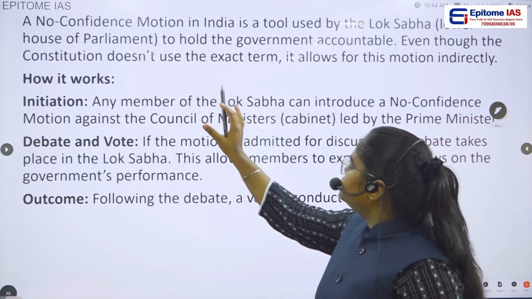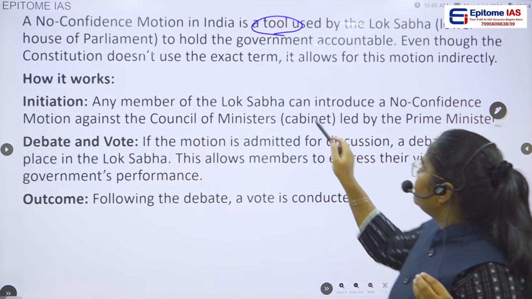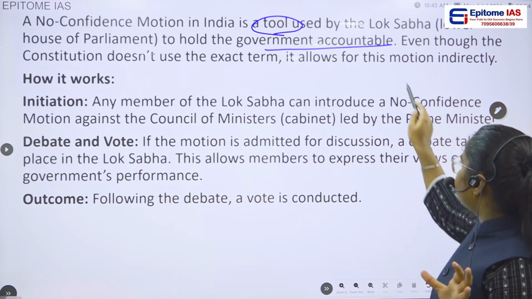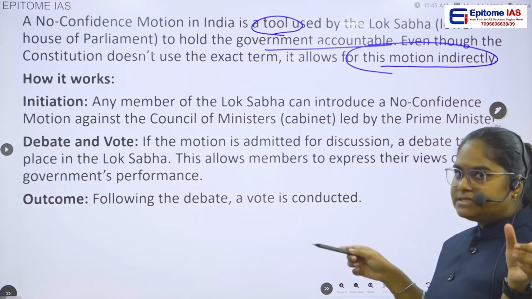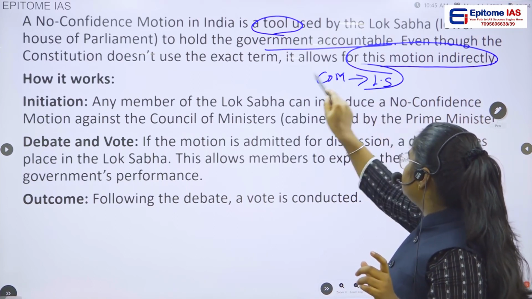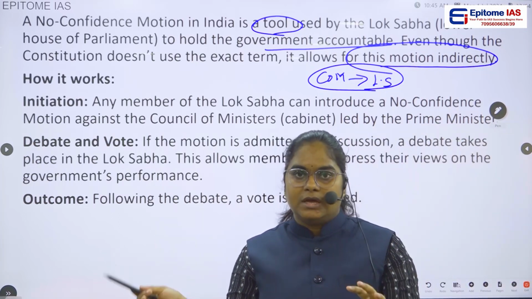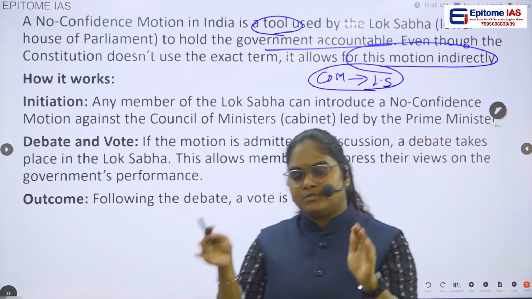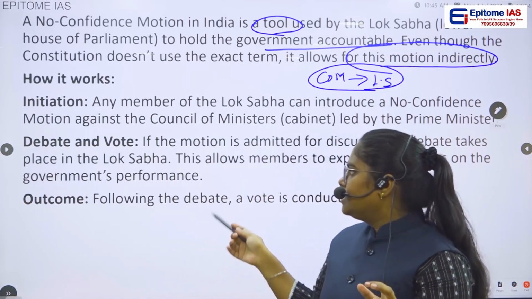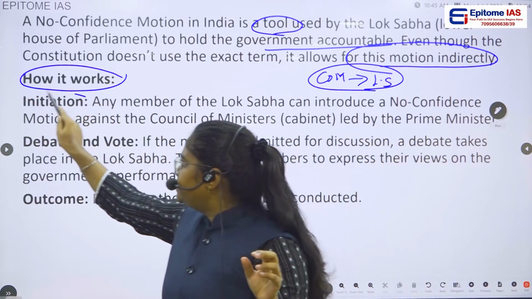Then a no confidence motion in India is a tool used by the Lok Sabha to hold the government accountable. Even though the Constitution does not use the exact term, it allows for this motion indirectly. That's what I said. That is, the Council of Ministers are directly responsible to the Lok Sabha. This is the indirect term of exercising the no confidence motion given in the Constitution. But the exact no confidence motion and its procedure is directly mentioned in the rules of Lok Sabha and not in the Constitution.